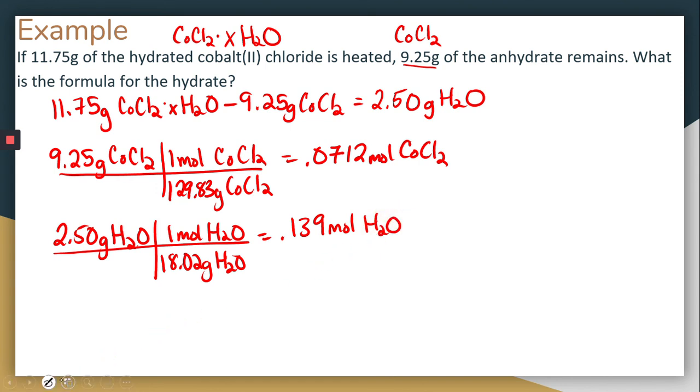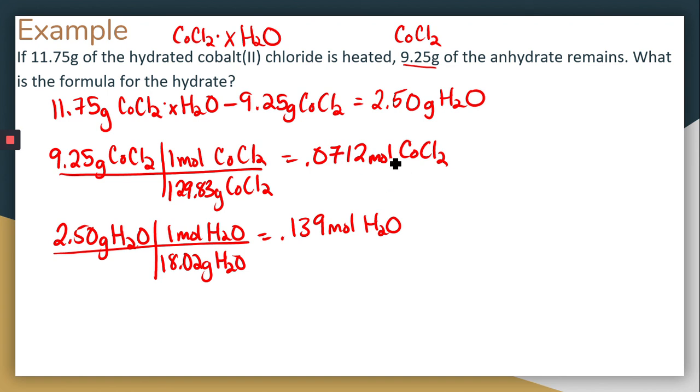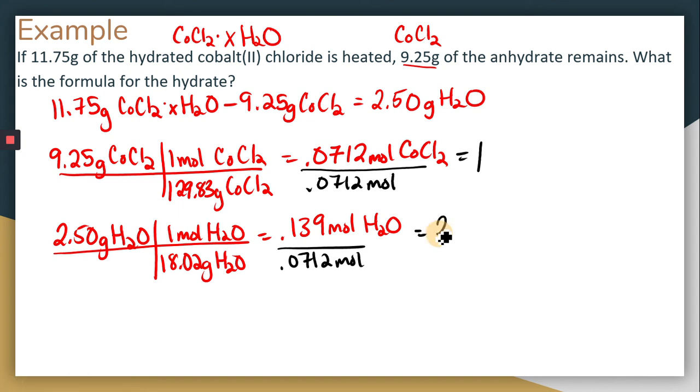Notice again that water has the higher amount of moles because we always want the salt to be the smallest, so that when we divide by the smallest amount of moles, the salt's always 1. And so that would round nicely to a 2. So the formula, cobalt 2 chloride times 2 waters.